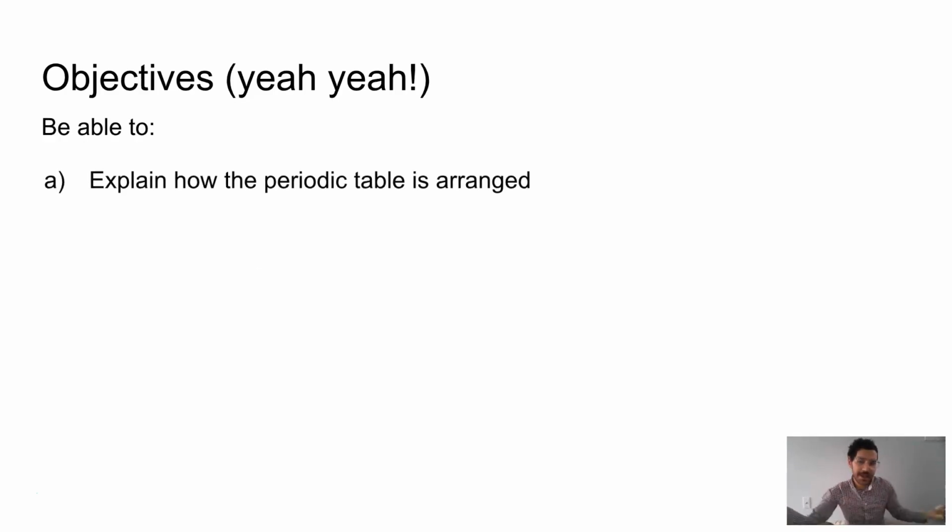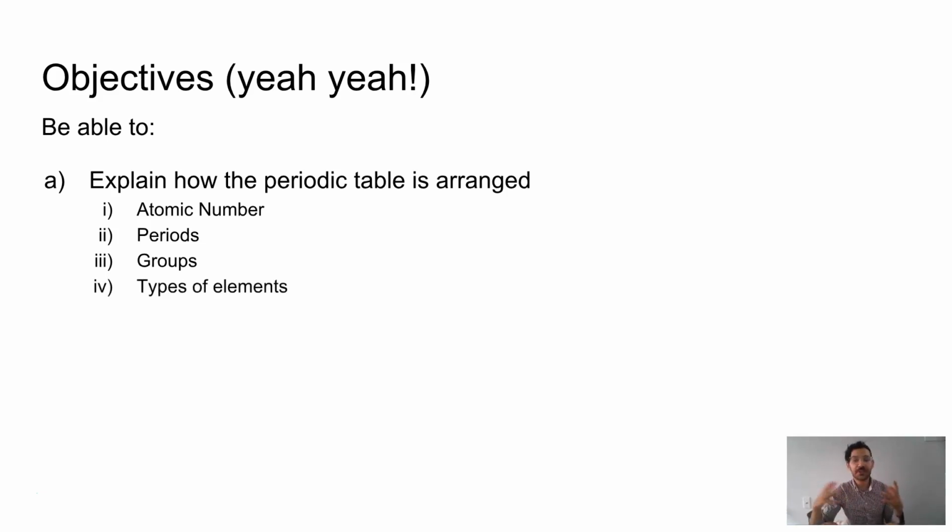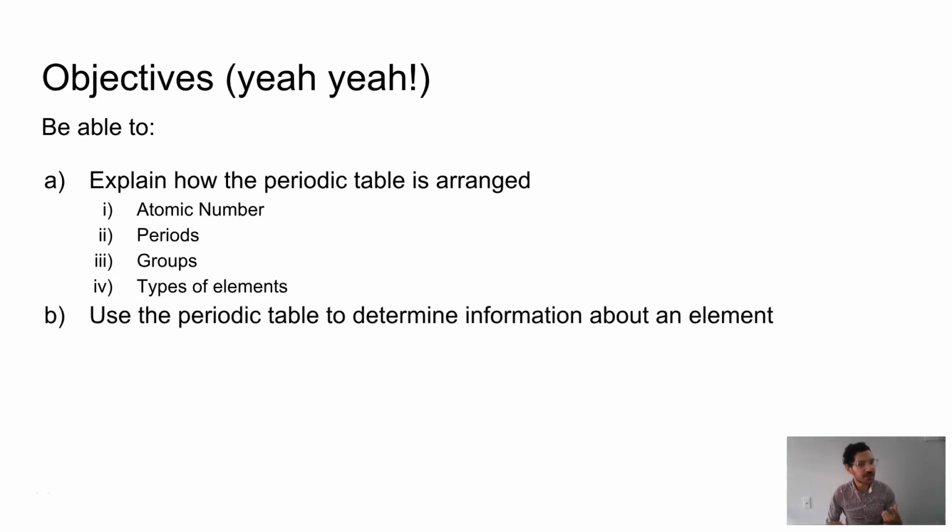I want you to be able to explain generally how the periodic table is arranged, and this goes for atomic number, groups, and periods, or periods and groups. And also the different types of elements and different ways that we sort elements out on the periodic table. And I also want you to be able to use the periodic table to determine important information about an element, or maybe more than one.